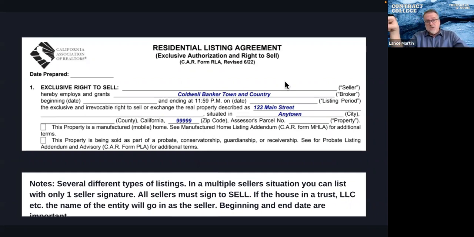But bottom line is, on a listing, ideally list all of the sellers, one of them, two of them, five of them, whatever it is. At least one of them signs, all right?